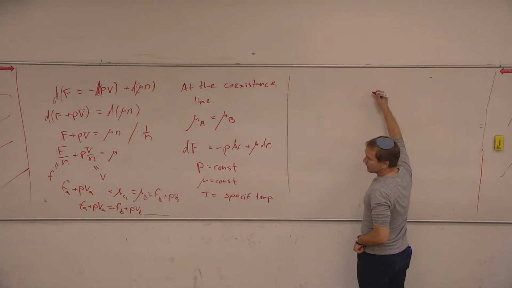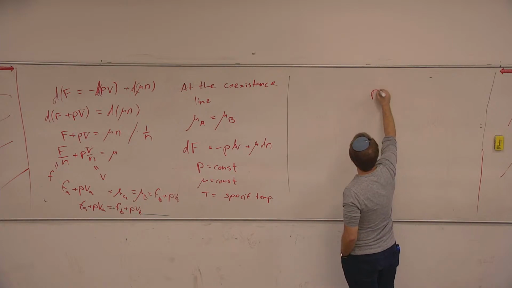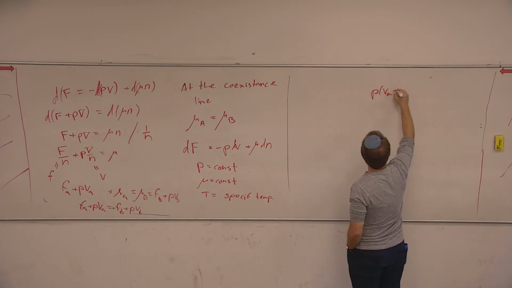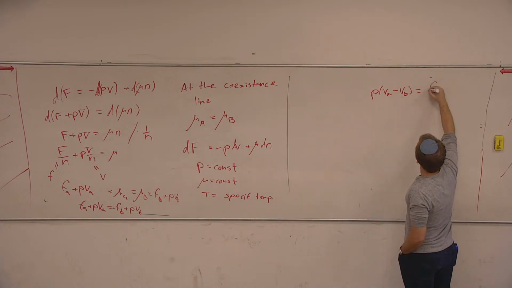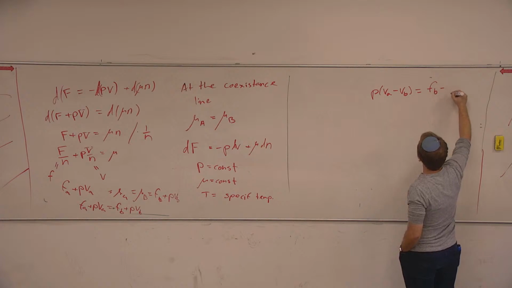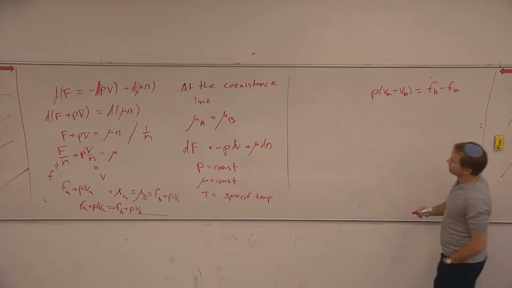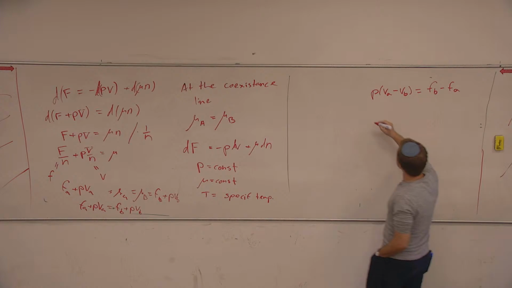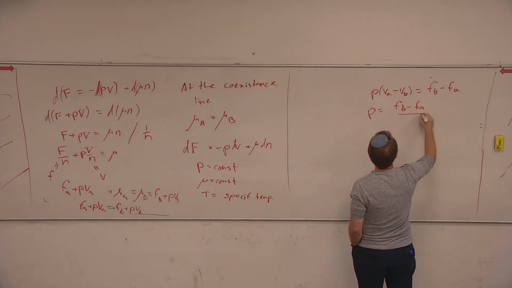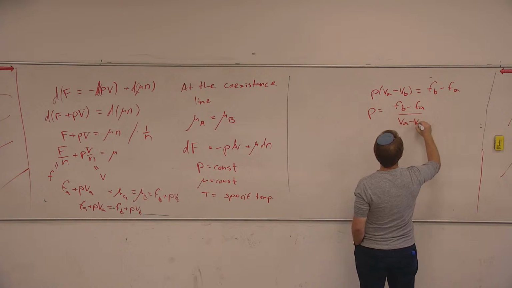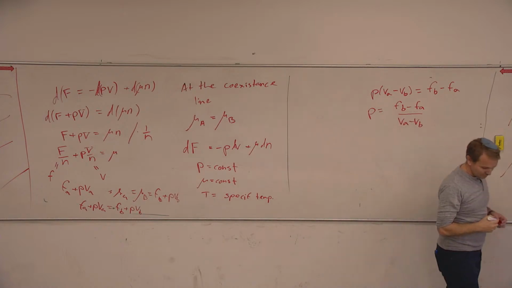So let's solve it. We have P multiplied by (vA minus vB) equals fB minus fA. So P equals (fB minus fA) divided by (vA minus vB).